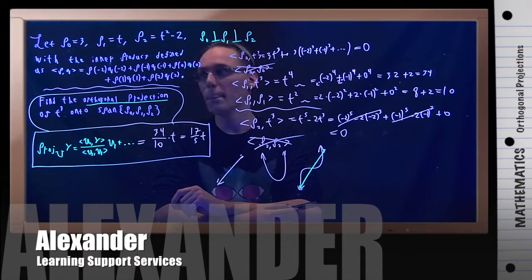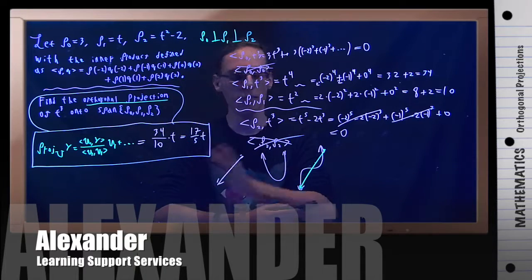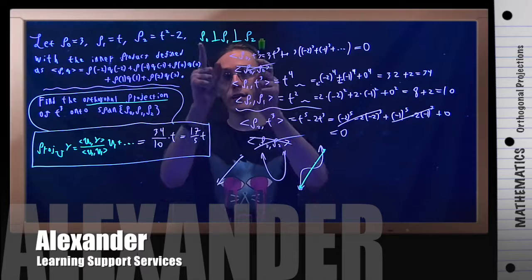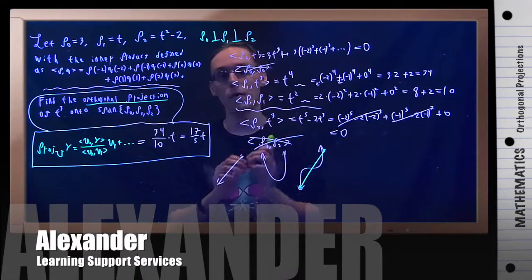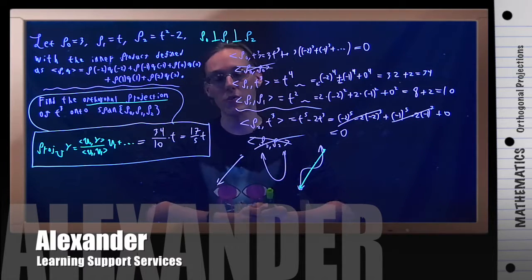But there we go. The projection of t cubed onto this space is 17/5 t. There's kind of an intuition for why. Do not forget to check that you actually do have an orthogonal basis, because if you don't, there's even more work involved. But it's better to do more work and get the right answer than less work and get the wrong answer. So there you go.